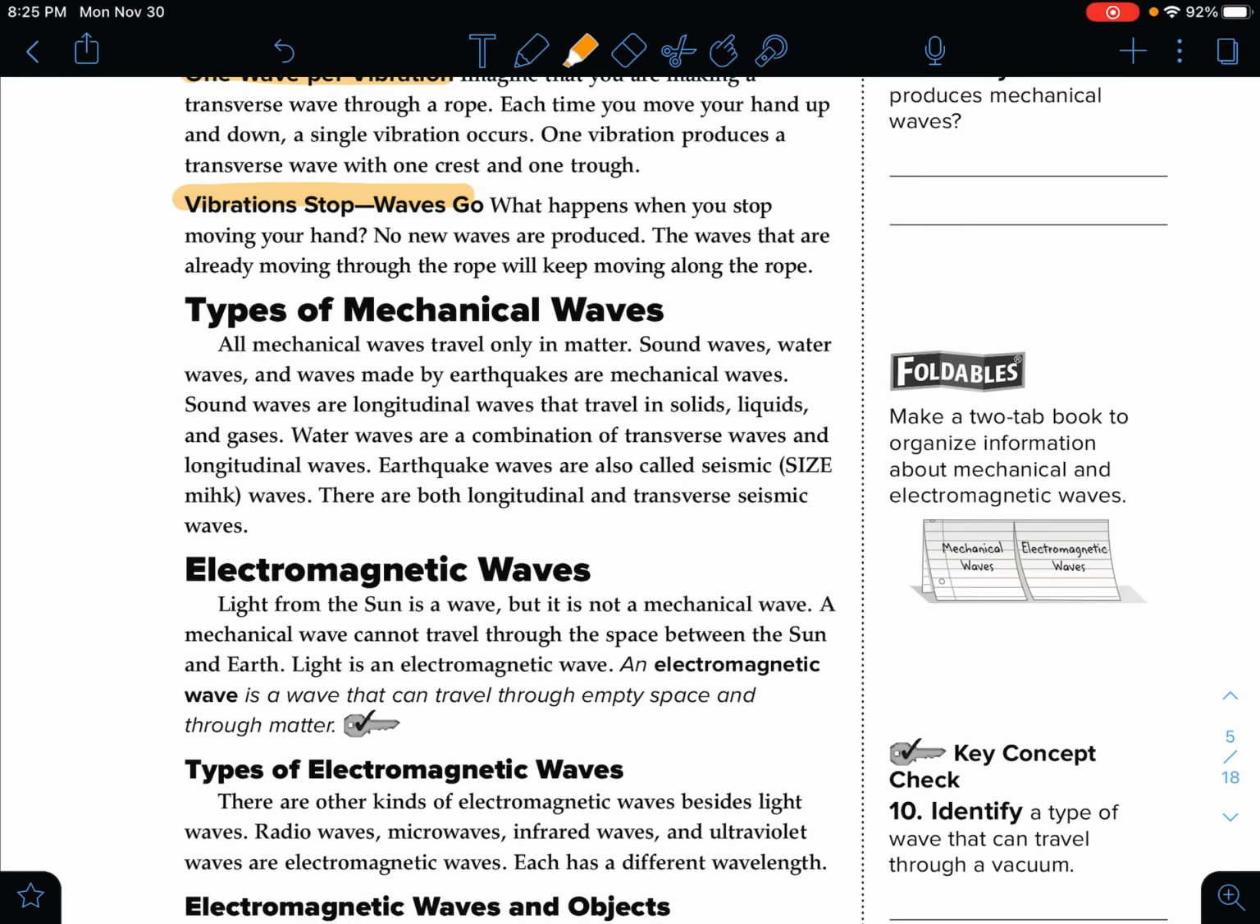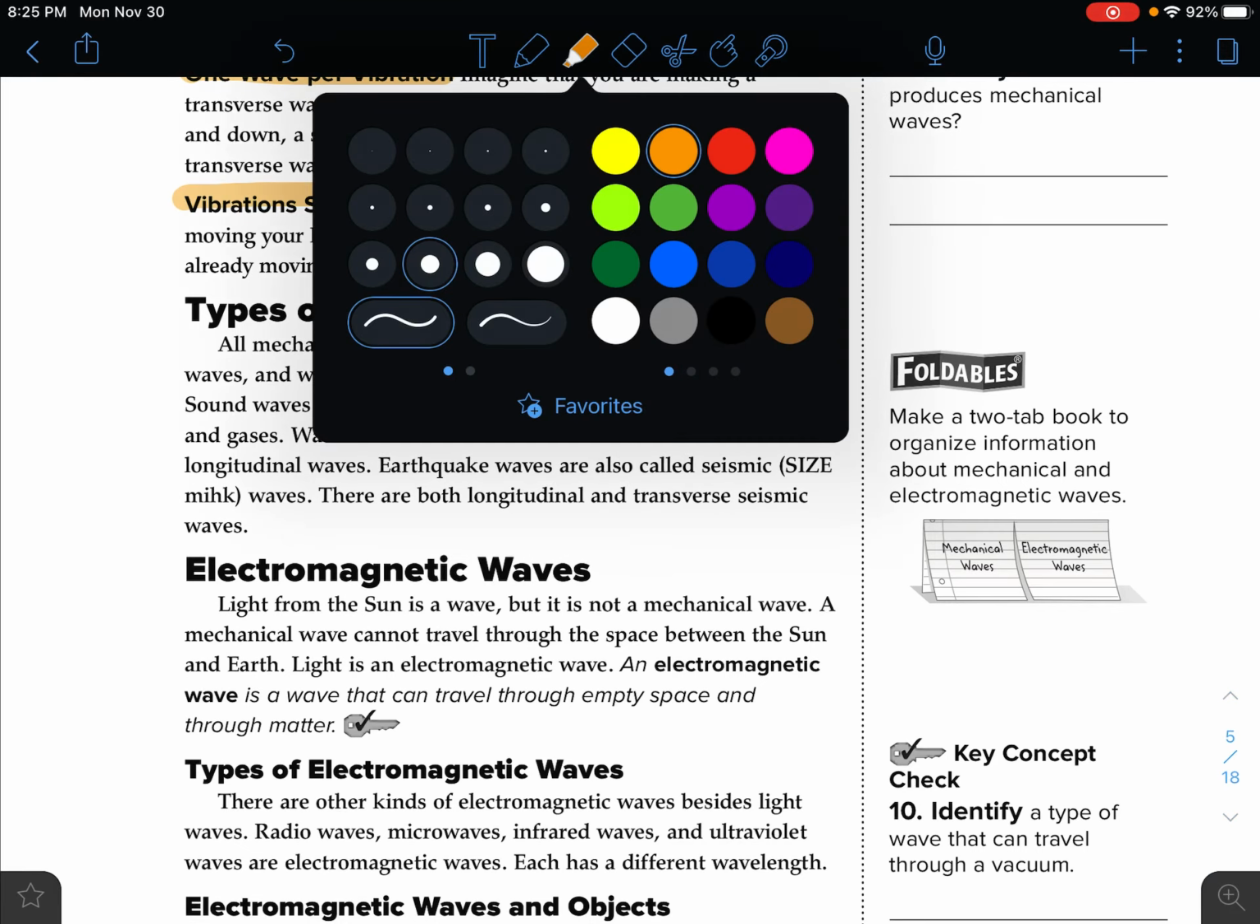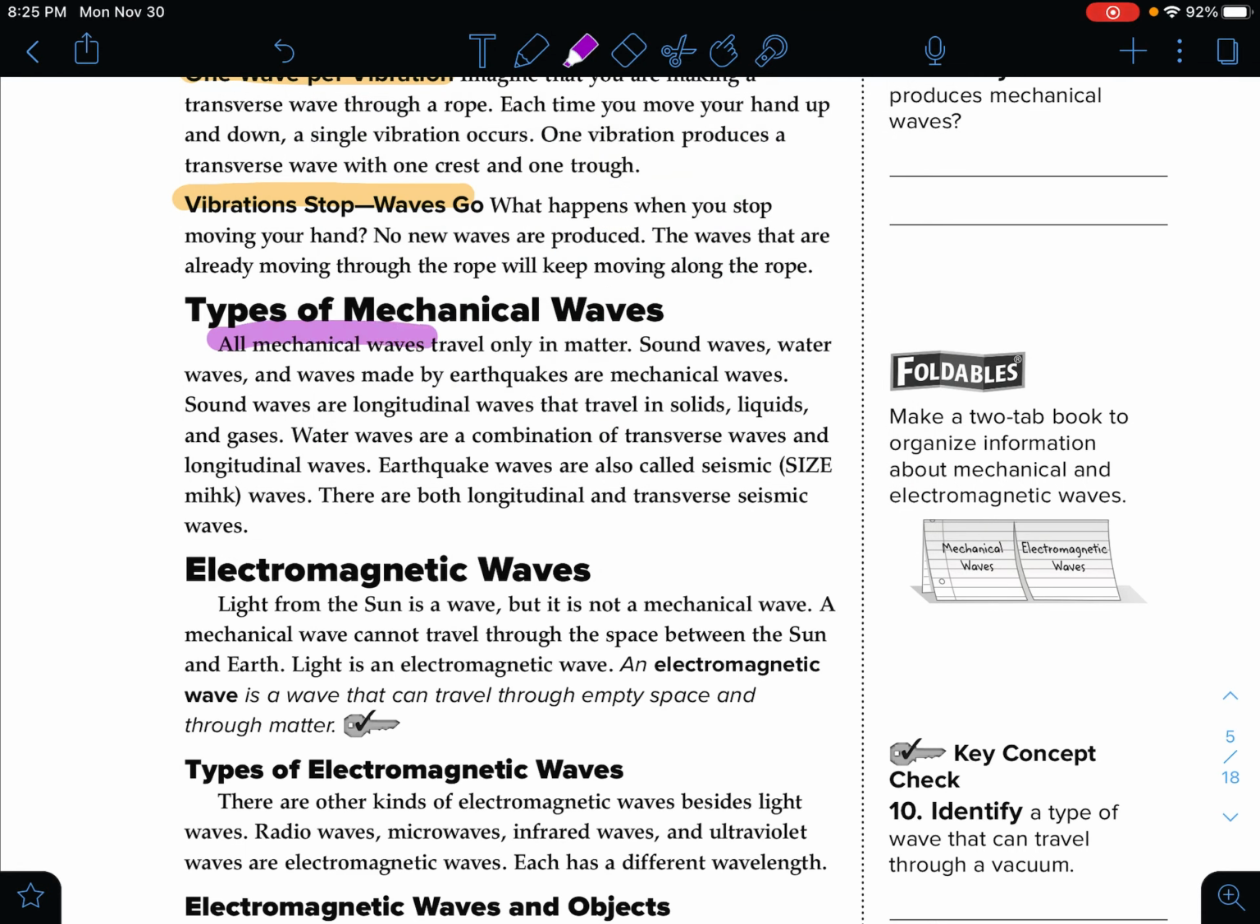All right, so types of mechanical waves. All mechanical waves travel only in matter. Wow, is that going to be important for you to remember? Only through matter. So this is going to be a part on a study guide that you're going to get next in-person day. So sound waves, water waves, and earthquake waves are mechanical waves. Okay, so we're going to go ahead and put a little star here, and this is going to be on your study guide, just so that you can find it easily.